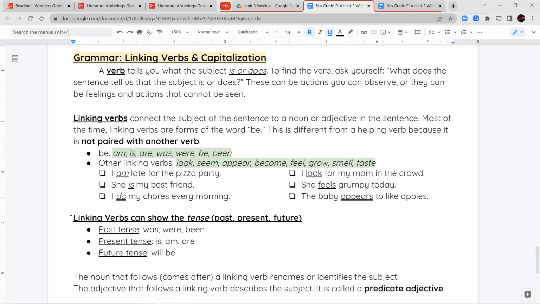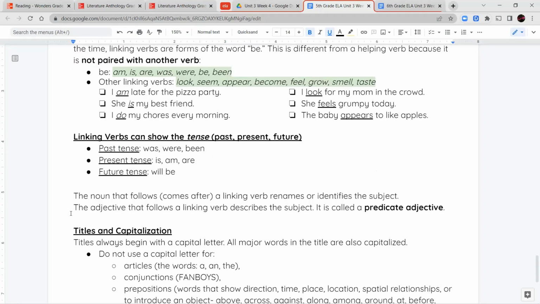Now, the noun that follows a linking verb renames or identifies the subject. The adjective that follows a linking verb describes the subject. That is called a predicate adjective because it's found in the predicate part of the sentence.